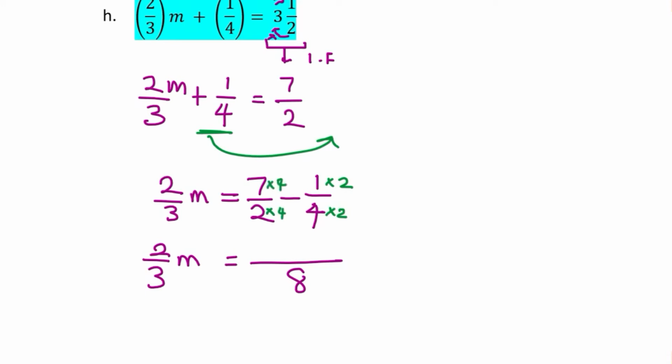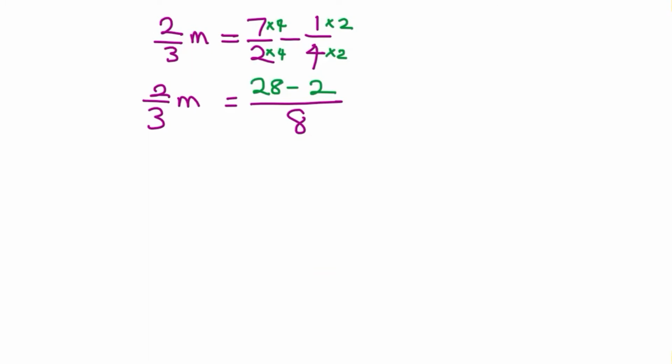And from there on, we know that 7 times 4 gives you 28, and on this other side, 2 times 1 gives you 2. So once we have that set up already, we know what we're going to do to get our unique fraction on the right side, which in this case is 28 minus 2, which gives you 26 over 8.